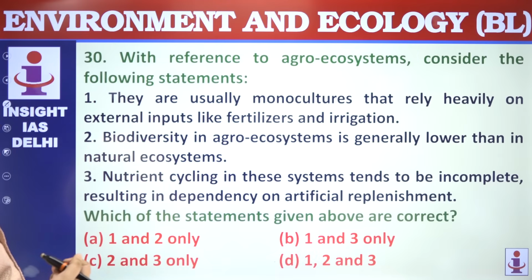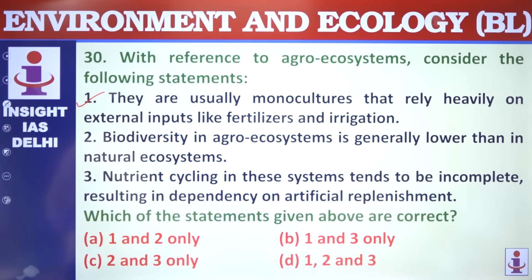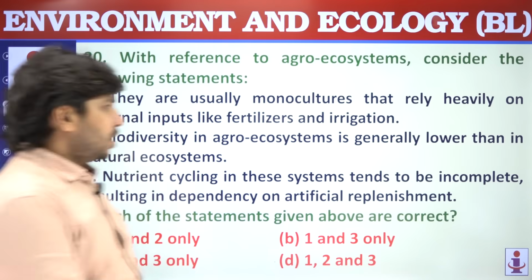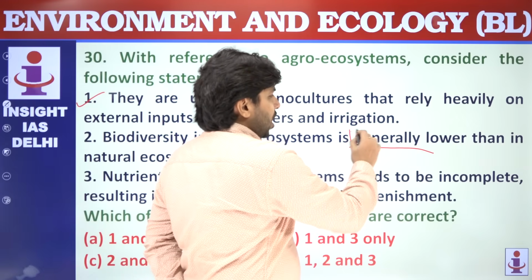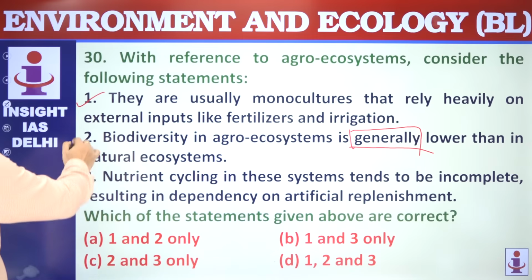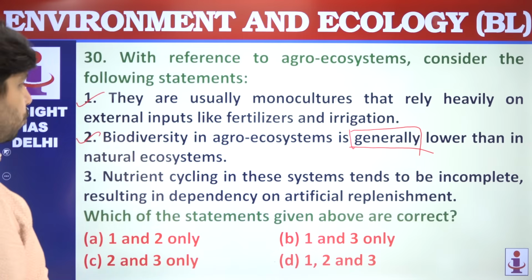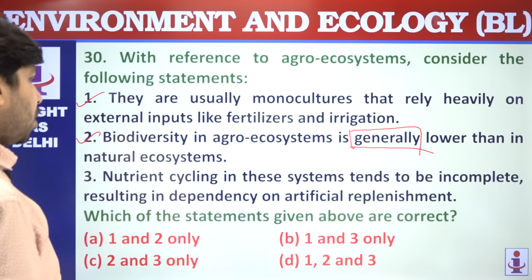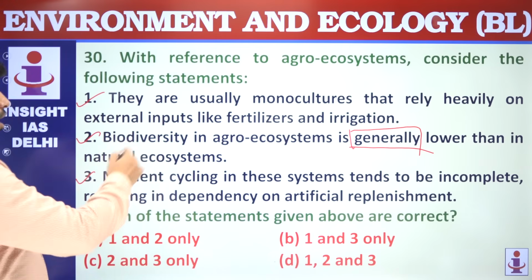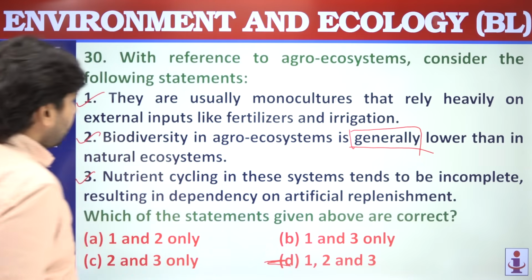Agroecosystems. Usually monocultures that rely heavily on external inputs like fertilization and irrigation. Yes, this is the correct definition of agroecosystems. Biodiversity is generally lower. Yes, because agroecosystems are generally monocropping systems. Nutrient cycling in these ecosystems tends to be incomplete, resulting in dependency on artificial replacement. Yes, artificial replacement. All three are correct. Option D is the correct answer.